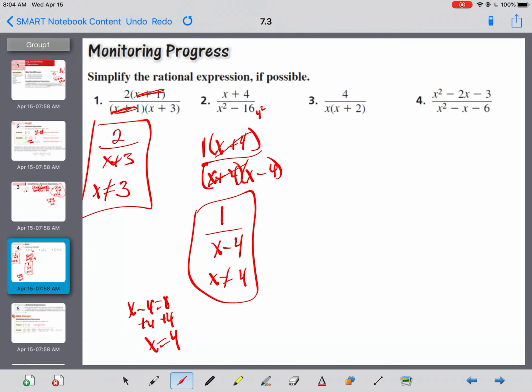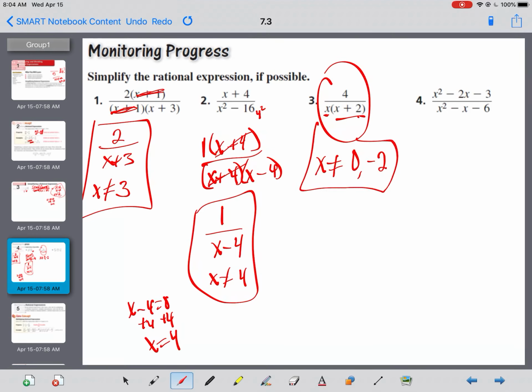Number 3, 4 over x times x plus 2. Okay, 4 over x times x plus 2. Let's see. 4 can't simplify any further, and the bottom is factored, and they don't have anything in common, so that is the simplified form. Now, x can't be two different things. I've got two different sets of x. I've got x, and then I've got x plus 2. So x can't be, x by itself is just 0, and x plus 2, opposite to get out, negative 2. It can't be those two things.